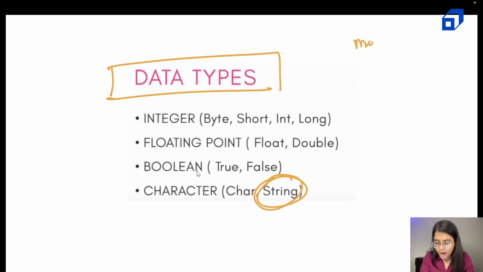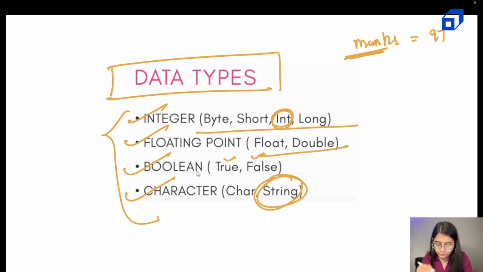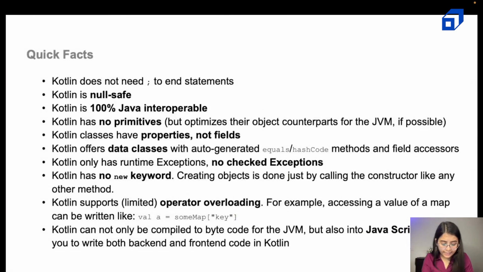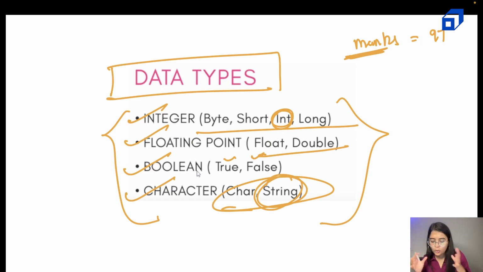If I want to store my marks, let's say in physics 97, this is of type integer, right? So these are the data types in Kotlin: integer, floating point, boolean, character. If you just want true or false, boolean is there. For integers: short, int, long, byte. For floating point: float, double. And then character: char, string, right? These are the data types, and these are some quick facts about Kotlin. Once we go on and create more projects or files in Kotlin, you will understand these data types in detail.